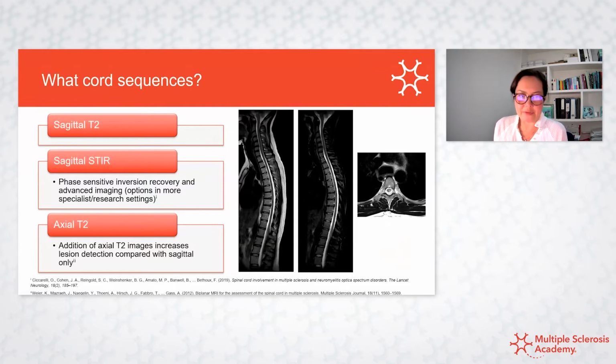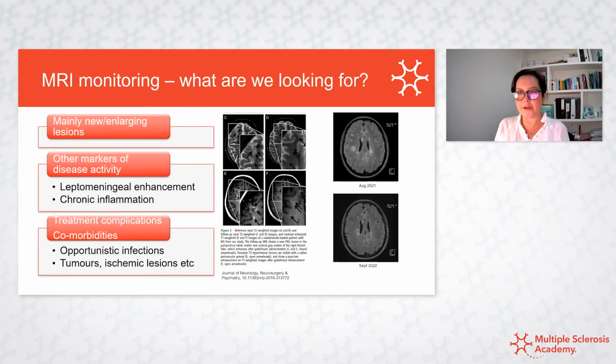The lesion that I'm showing on the screen is in the middle of the screen, about T3, T4 level on the sagittal. Really not very obvious. A little bit more obvious on the STIR, but very obvious on the axial sequence. So if you're going to do cord imaging, make sure to do the axial images, because that does solve an awful lot of problems. So what do we look for when we're doing MRIs?